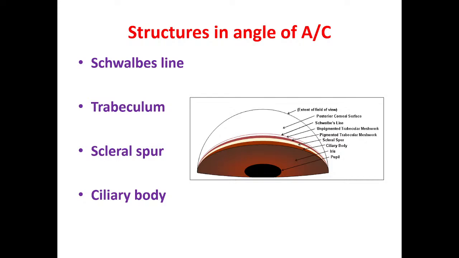If all four are seen, it means the angle is wide open. So if you put a gonio lens and try to see the structures, if you see all four structures, two white bands and two brown bands, starting from Schwalbe's line to ciliary body band, it means the angle is wide open, correct. And if no abnormality is seen, the angle is normal, but it is a wide open angle, around 35 to 45 degrees open, correct.